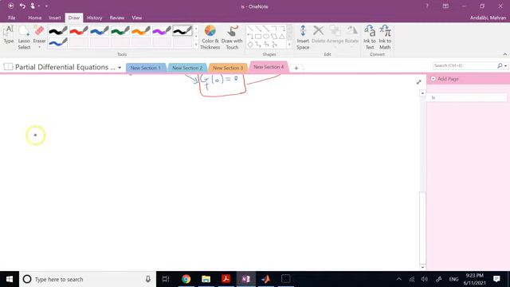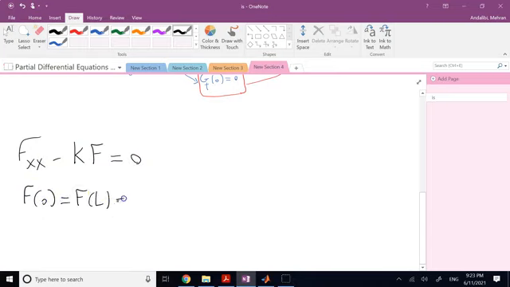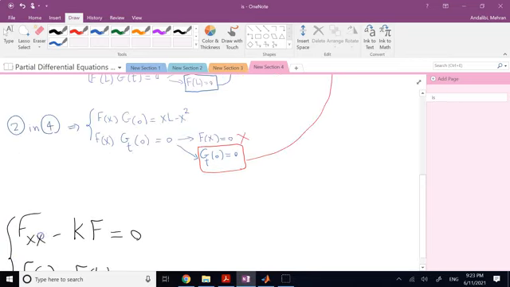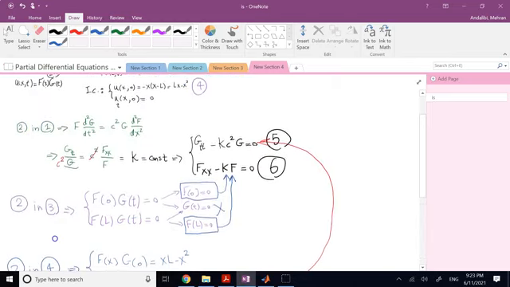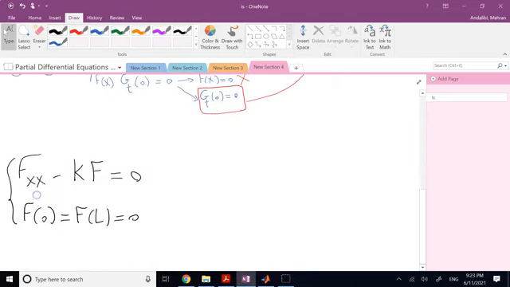So 6 is like this. f of xx minus k times f equals 0, and then f of 0 equals f of L, and that is equal to 0. Correct? That's what you have. That's the equation for the x function. Now, what's the solution to this first?